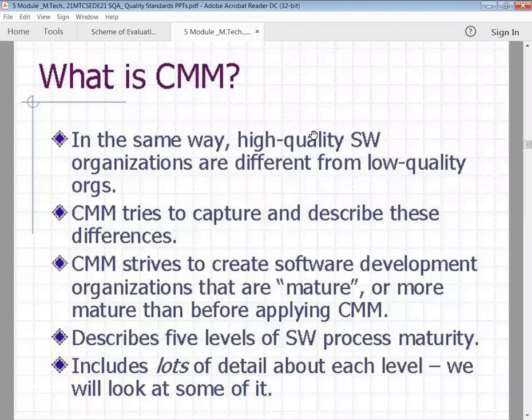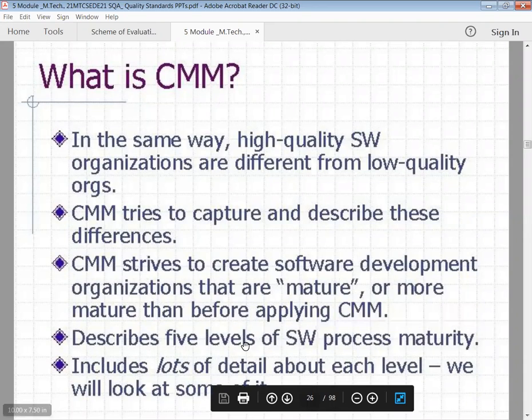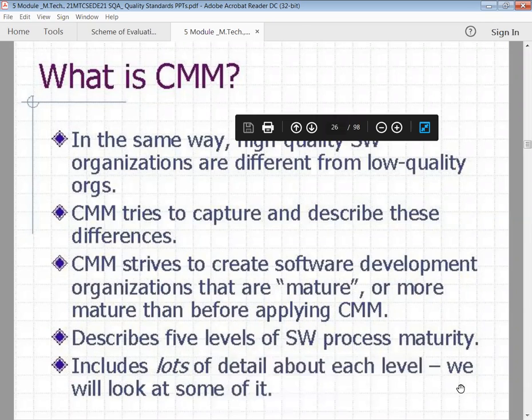High quality software organizations are different from low quality organizations because of standardization processes, and CMMI tries to capture and describe those differences. It strives to create software development organizations that are more mature than before applying CMM. If you're not applying the CMMI model, you'll be following low standards and low processes. Once you apply it, your organization will work in a mature way and produce the best results. It describes 5 levels of software process maturity, including lots of detail about each level. What we have to follow in each level is predefined.